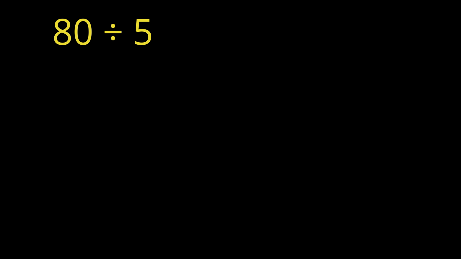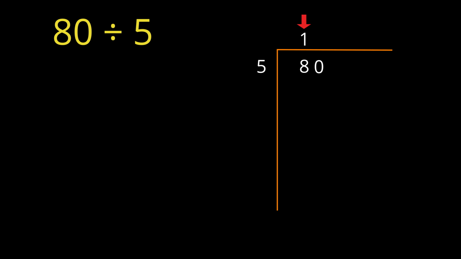Let's do 80 divided by 5. 5 divides into 8 one time. Write 1 in the answer. 1 multiplied by 5 is 5. 8 minus 5 is 3.